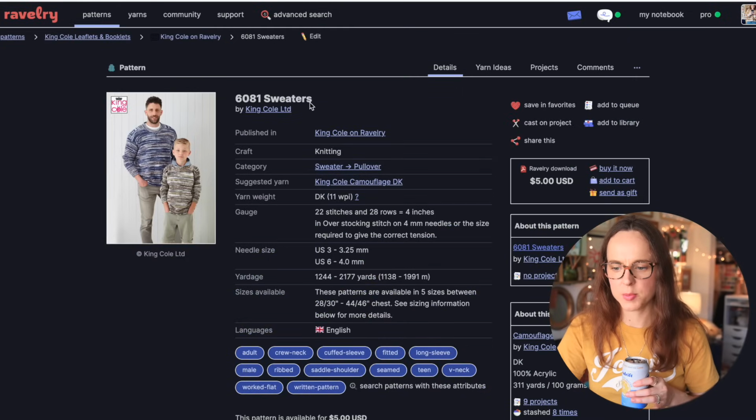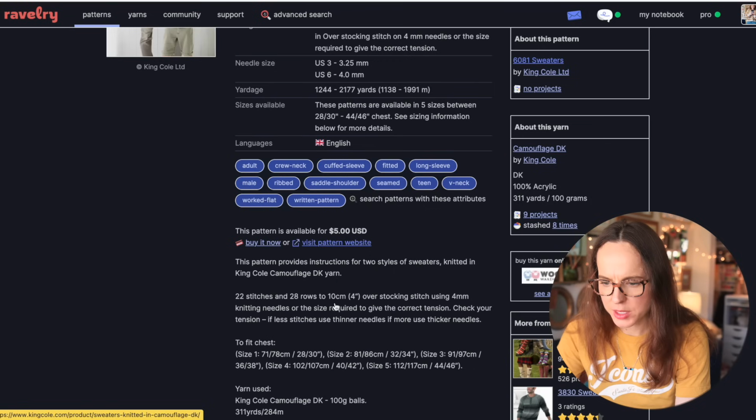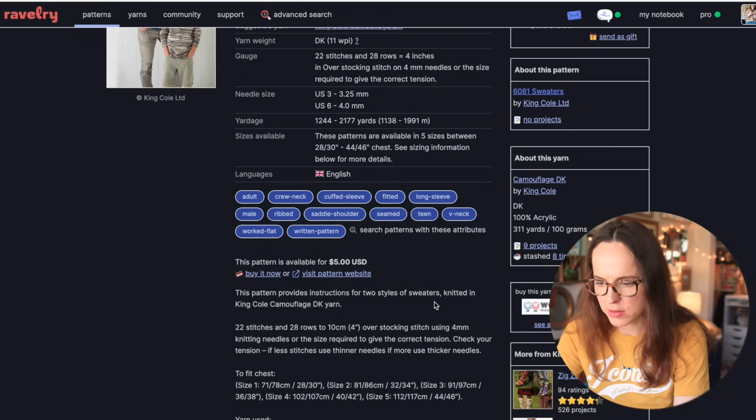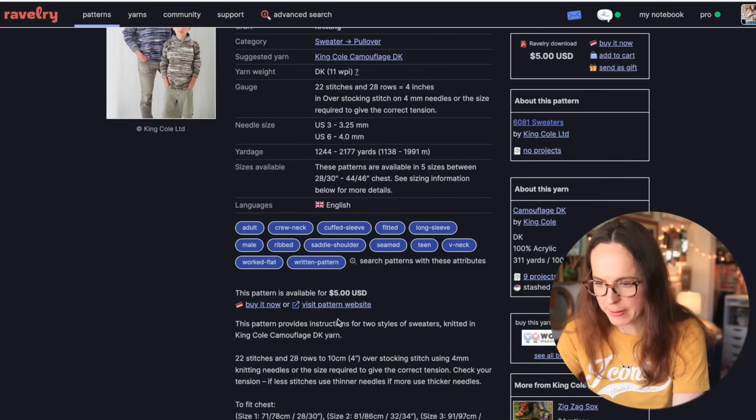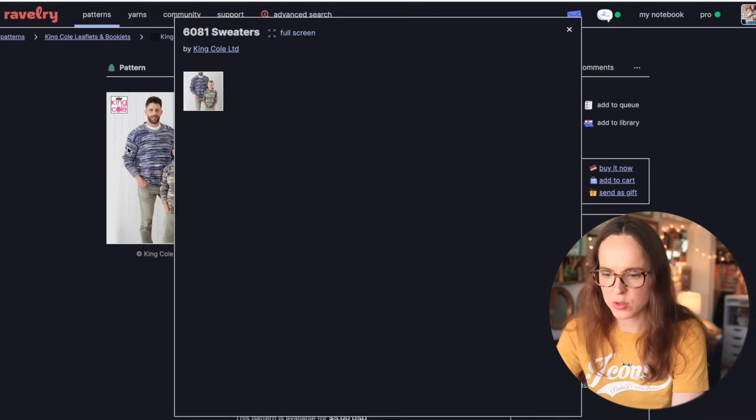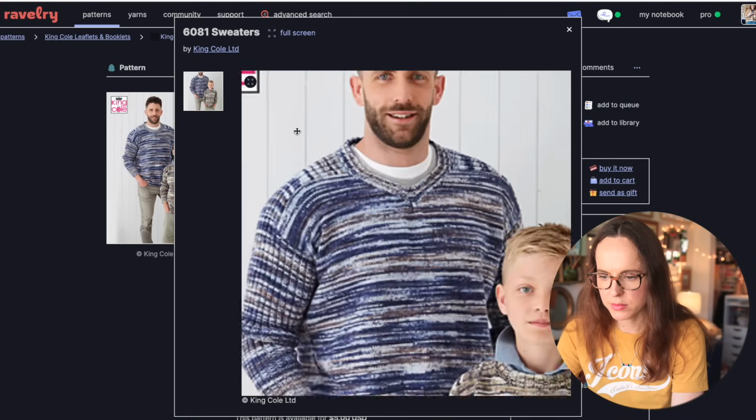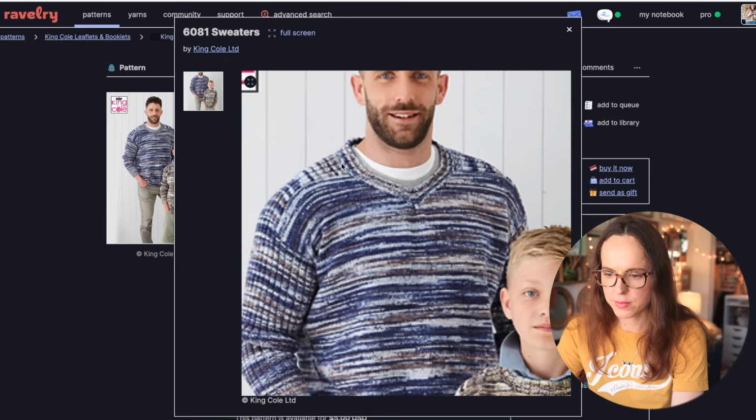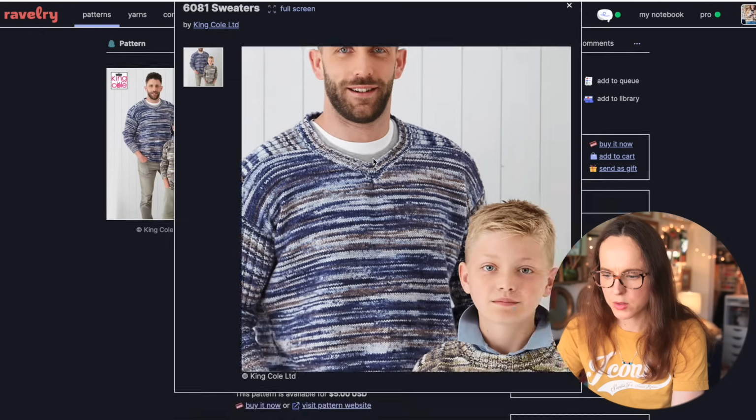6081 Sweaters by King Cole Limited. This pattern provides instructions for 2 styles of sweaters knitted in King Cole Camouflage DK yarn. It does show that it is a saddle shoulder, which you can see right here. There's the saddle right there. Loving that. I like the little V-neck. Kind of a cool, how cute.